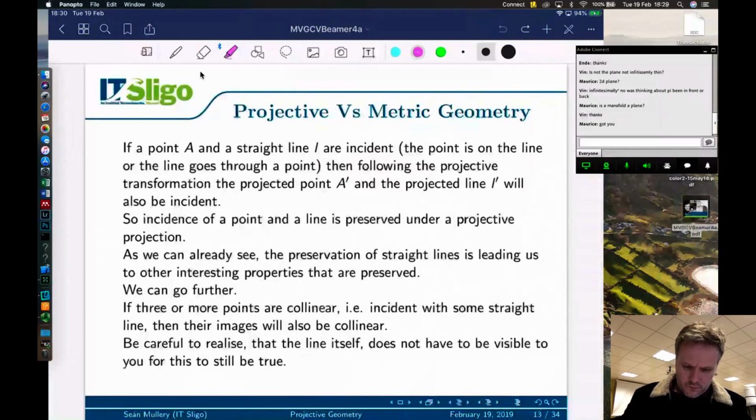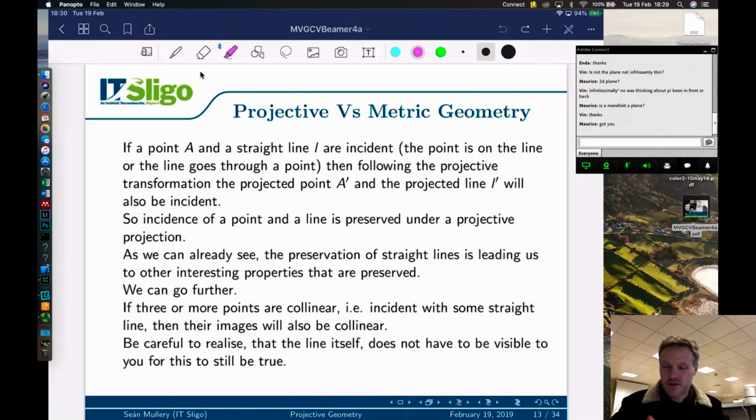So we're on to this. If a point A and a line L, now apologies, you're going to see this a lot, the particular font that's used here. It's often hard to tell between an I and an L. It's something I'd like to update for next year, but I haven't time at the minute to figure it out. So point A and a line L are incident. In other words, the point is on the line or the line goes through the point. Then following a projective transformation, the projected point A prime and the projected line L prime will also be incident.